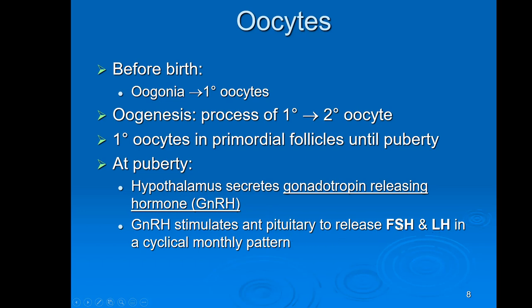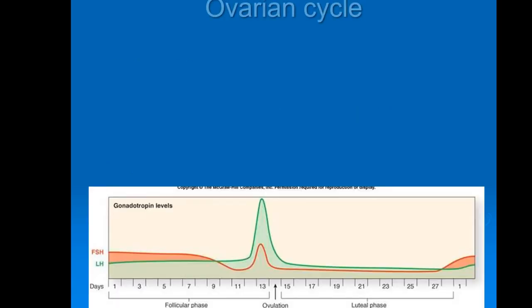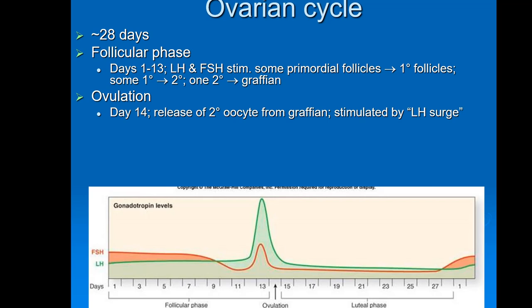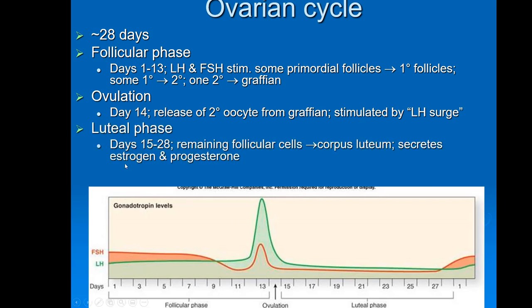As you can imagine, follicle stimulating hormone is going to drive those follicles to progress from primordial to primary to secondary to Graafian. Luteinizing hormone is going to be responsible for stimulating ovulation. If we look at a graph of these hormones, according to the textbooks, there are 28 days and 3 phases to what we call the ovarian cycle. There is a follicular phase, and we'll say that's days 1 through 13.